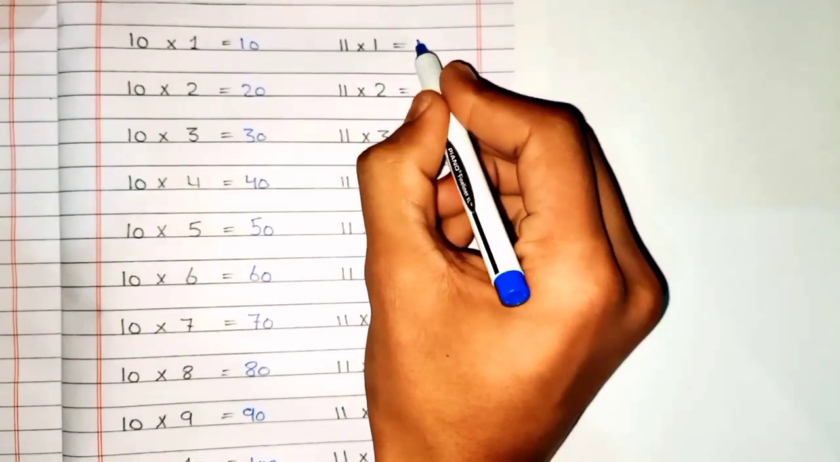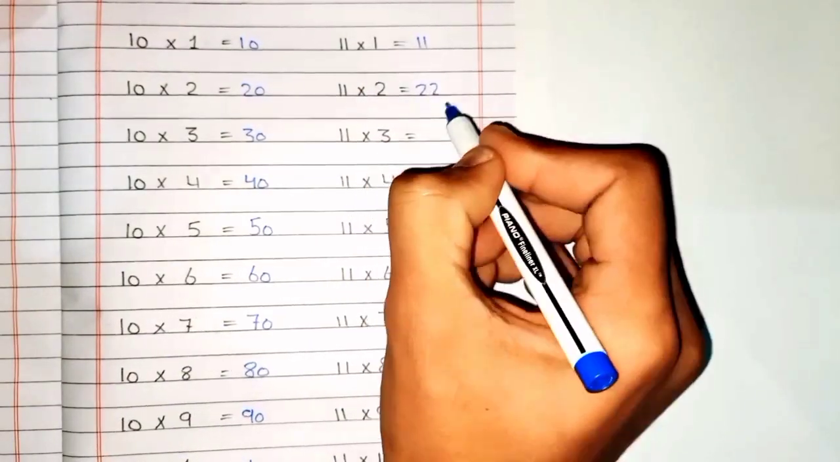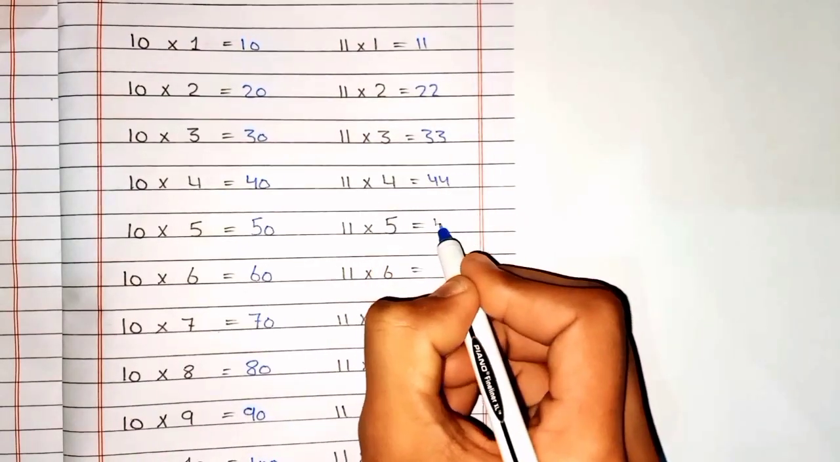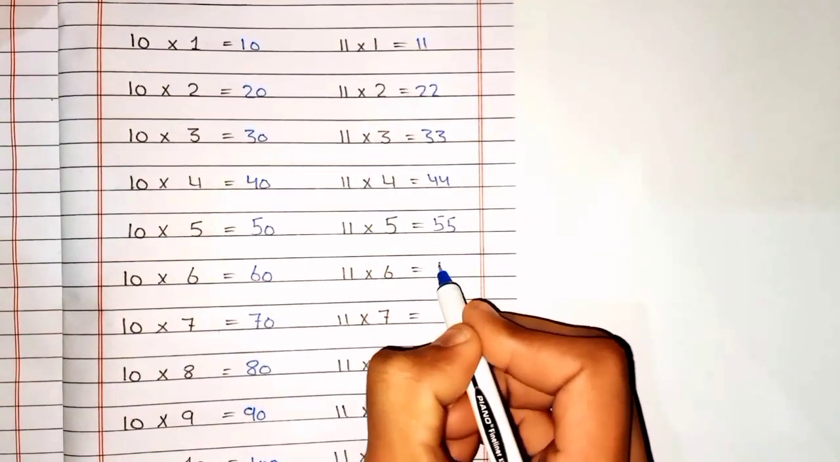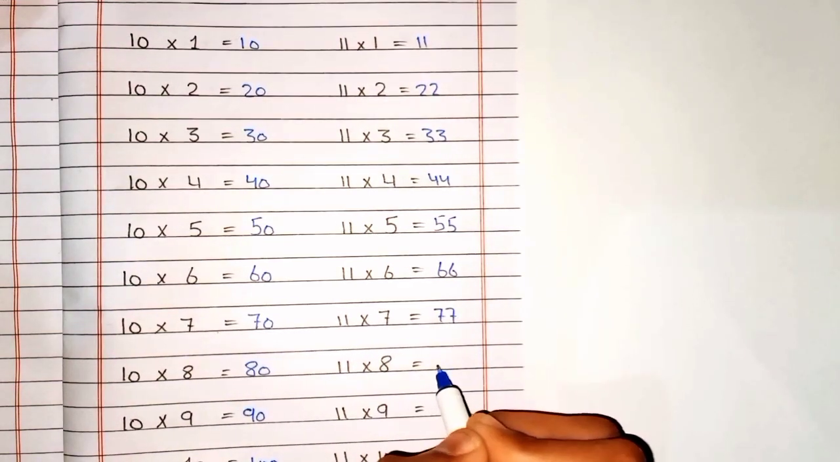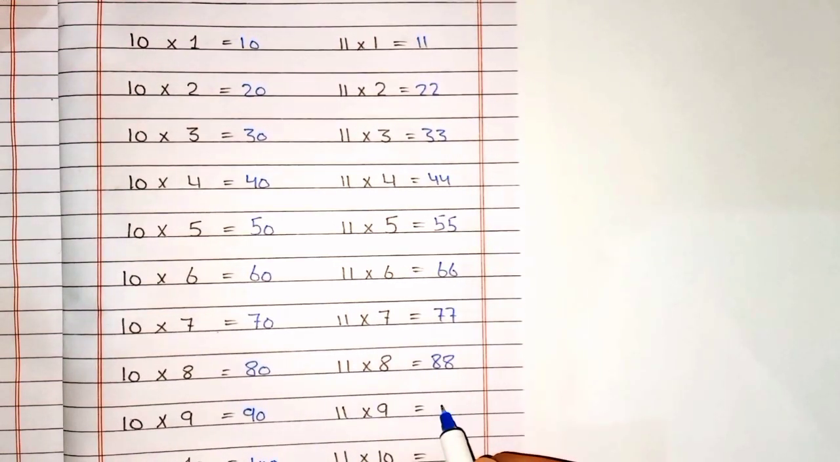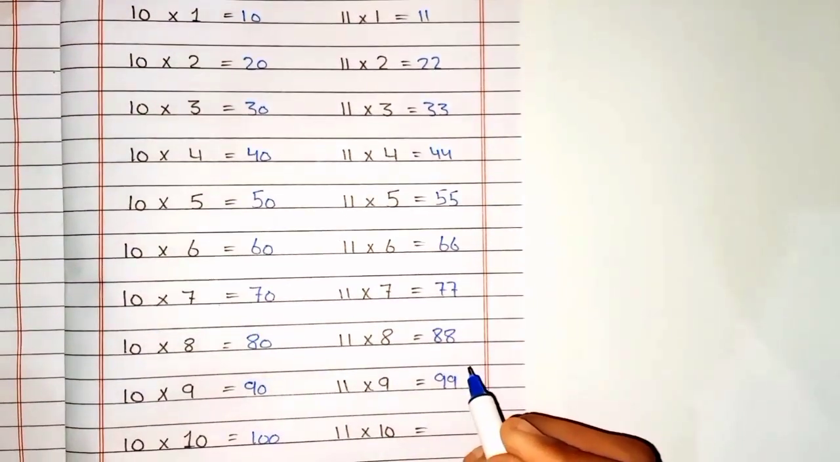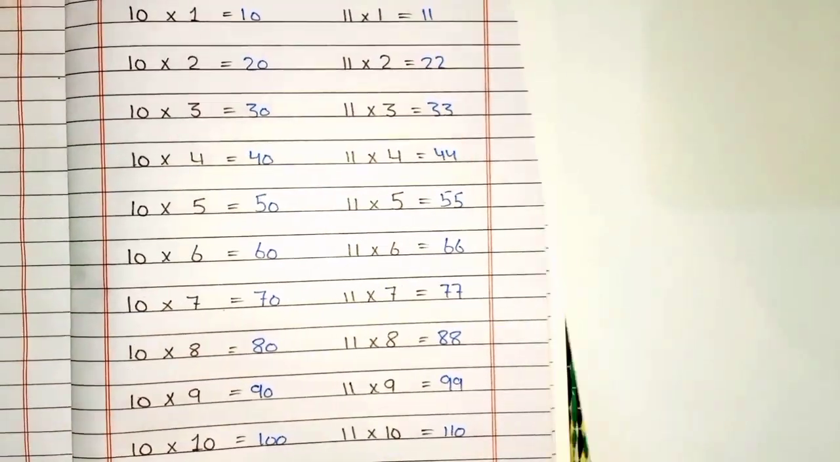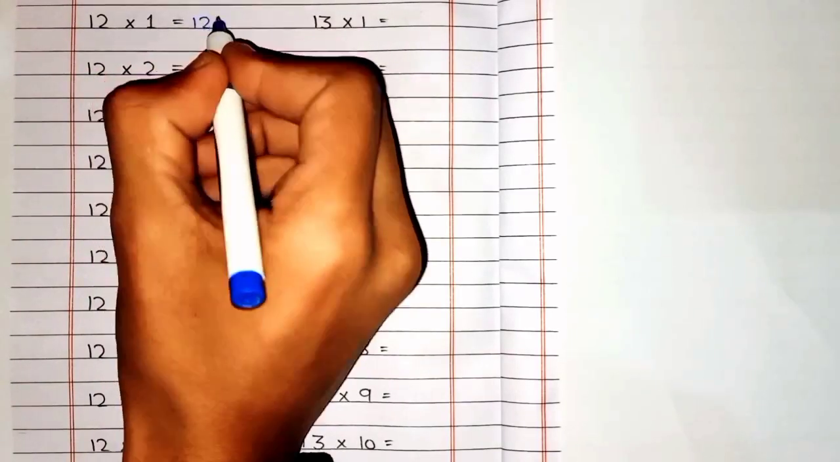Table of 11. 11 ones are 11, 11 twos are 22, 11 threes are 33, 11 fours are 44, 11 fives are 55, 11 sixes are 66, 11 sevens are 77, 11 eights are 88, 11 nines are 99, 11 tens are 110. Table of 12.